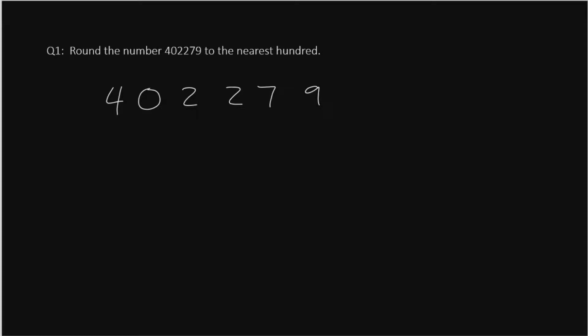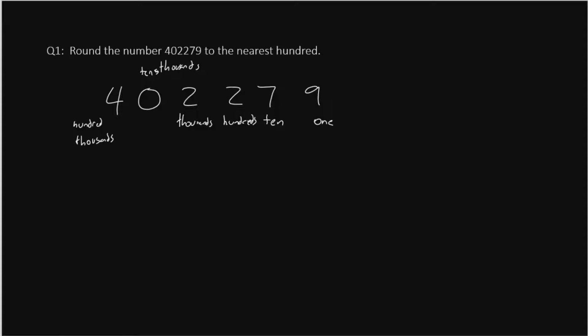The place that's furthest to the right is the ones place. The next one is the tens place. The next place is the hundreds place. And then you have thousands, and then 10,000s, and then 100,000s.